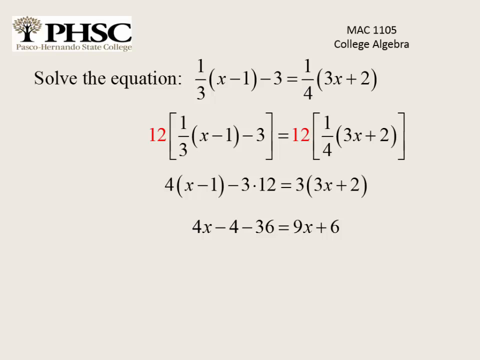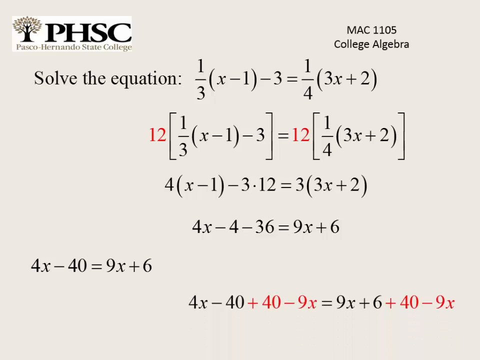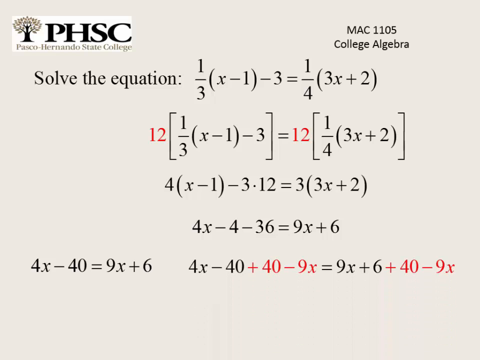So when you do distributive property, you have to multiply by all the terms. So now here I can go ahead and simplify this equation. So I end up with 4x minus 40 equals 9x plus 6. And then what I can do is just add 40 and subtract 9x from both sides. And by doing this, I move all of the terms with the variable to the left side, and then I move all my constants to the right side.